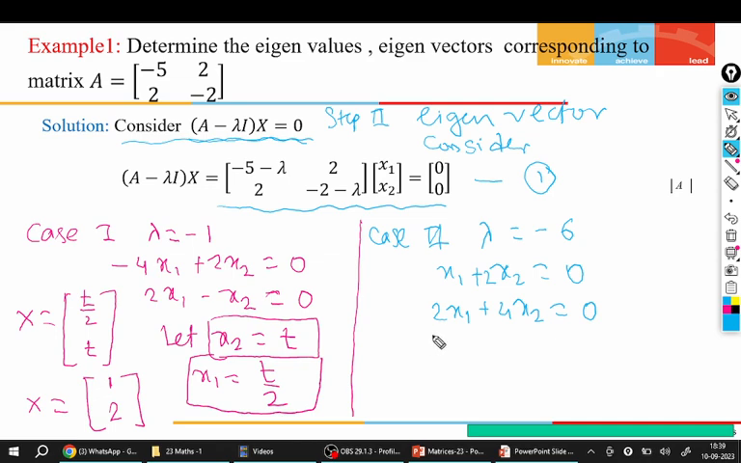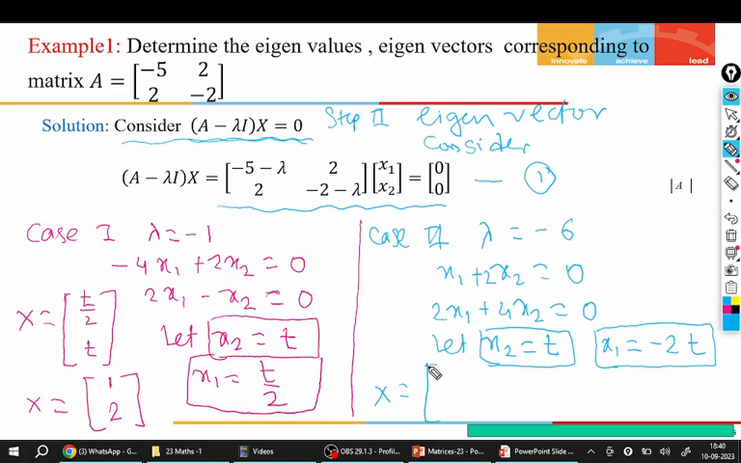Again, we can start that way. Let x2 be t. Replace in any of these equations. Let me replace in the first equation. So my x1 will become minus 2t. We get infinitely many solutions. So in this case, the general eigenvector has x1 is minus 2t and x2 is t. So this is the general eigenvector, and I can write one particular eigenvector by putting t equal to 1. So minus 2, 1 at t equal to 1.